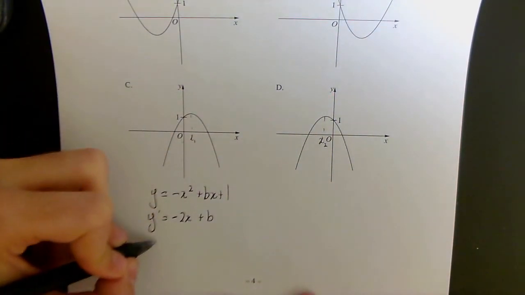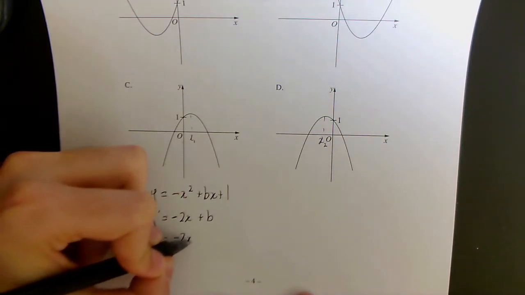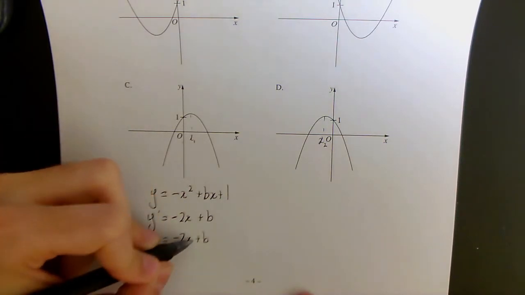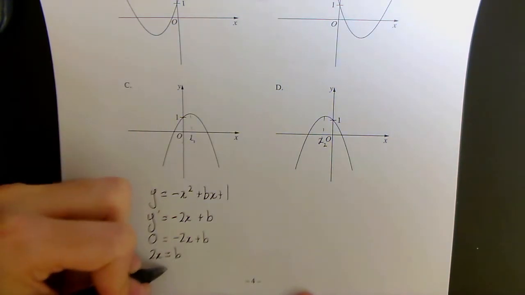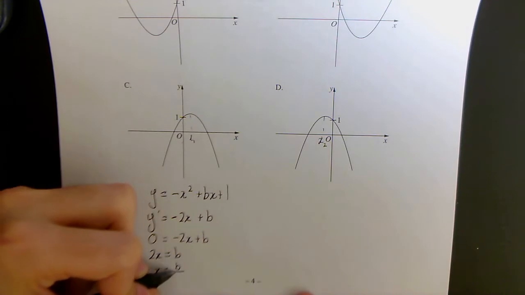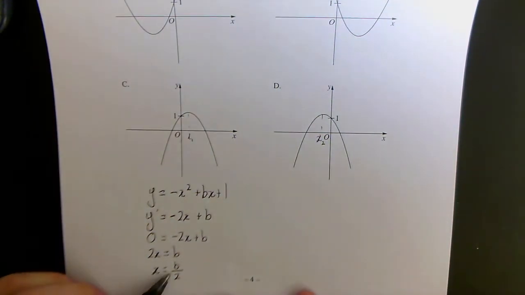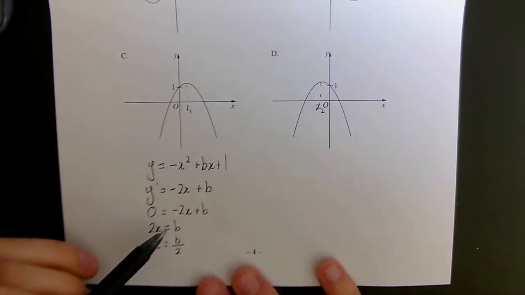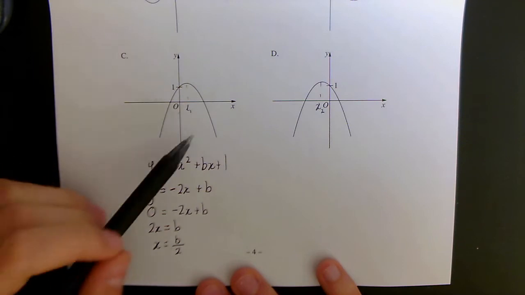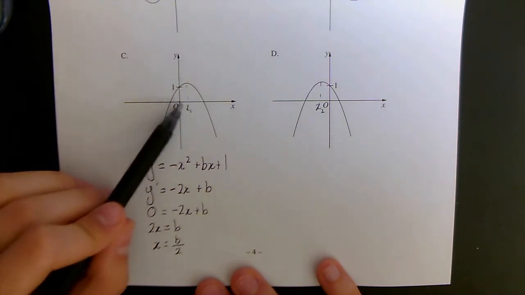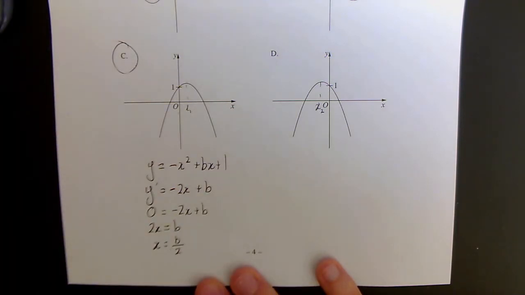Now I want to find where my stationary point is, so I let y dash be 0. So I say 0 equals negative 2x plus b, and I solve for x to find the x coordinate. So I get 2x is equal to b, and x is equal to b on 2. Okay, so x is equal to b on 2, and we know b is a positive number. That means x is a positive number, so that means the x coordinate of the stationary point is going to be positive rather than negative. So our answer is C.